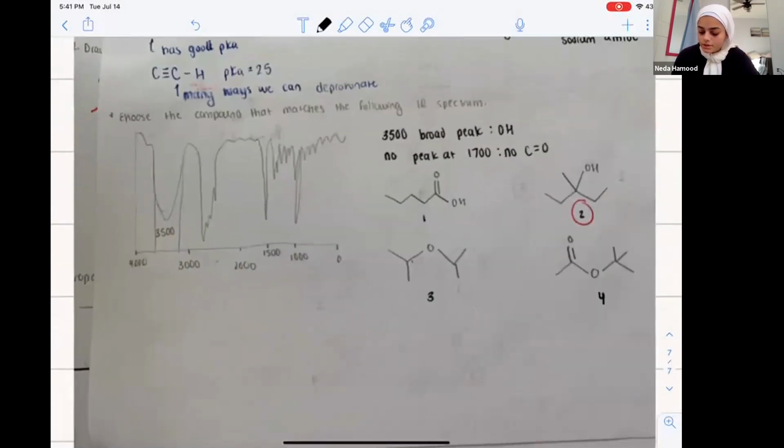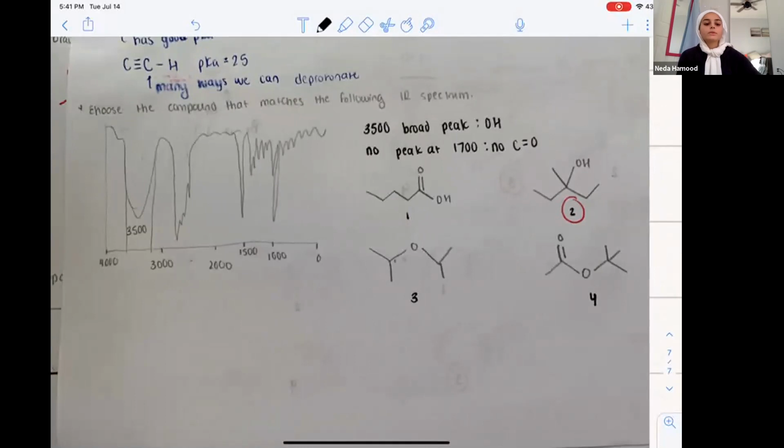There you go. So choose the compound that matches the following IR spectrum. You have a 3500 broad peak, and then you have no peak at 1700, which means that there's going to be no carbonyl, which means that we can knock out 1 and 4. So we also see that we have our OH, which means that the answer is going to be 2. Is everybody good with that?